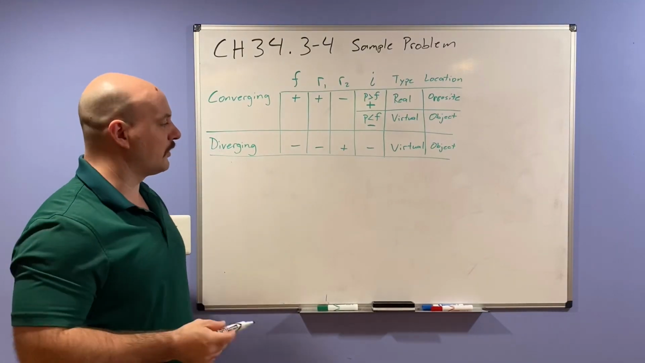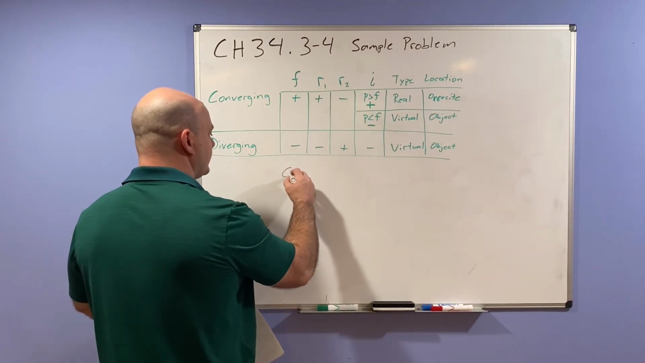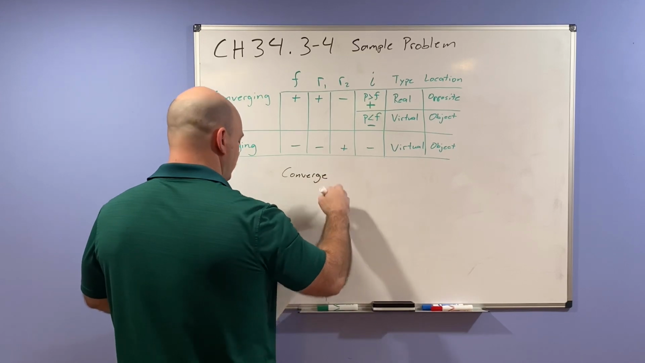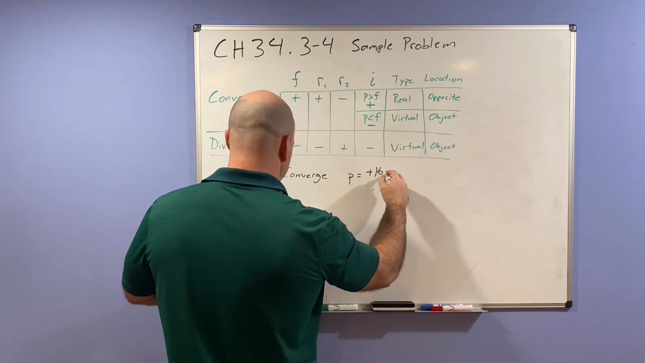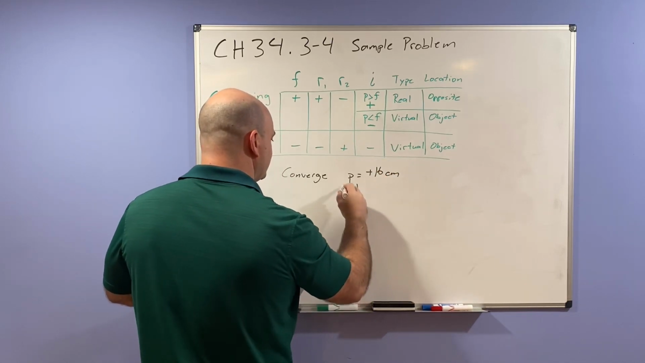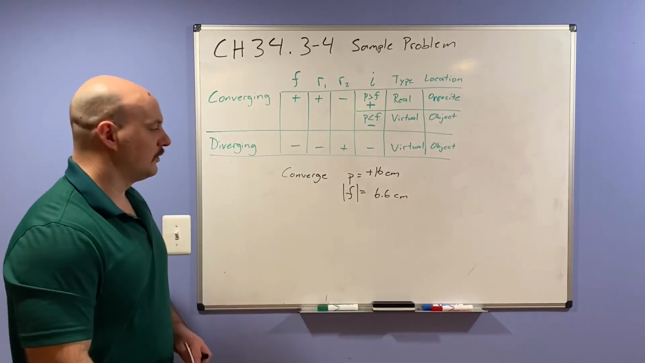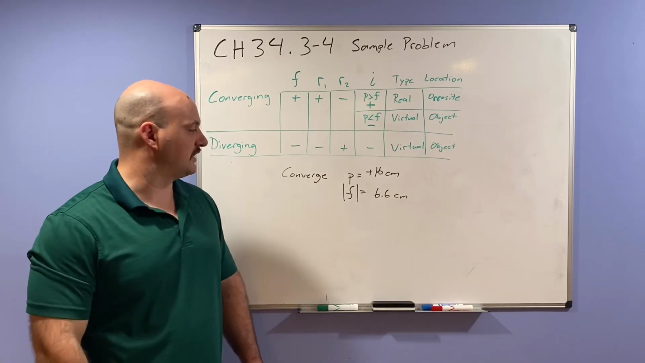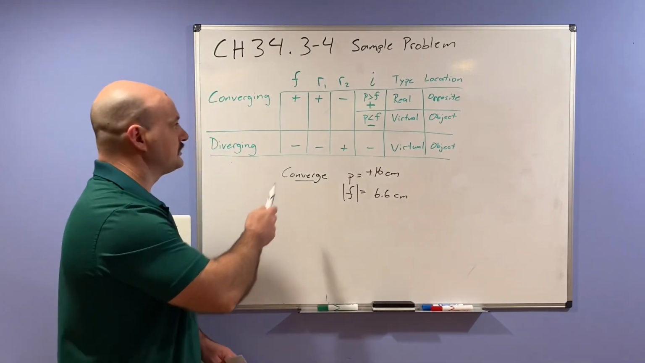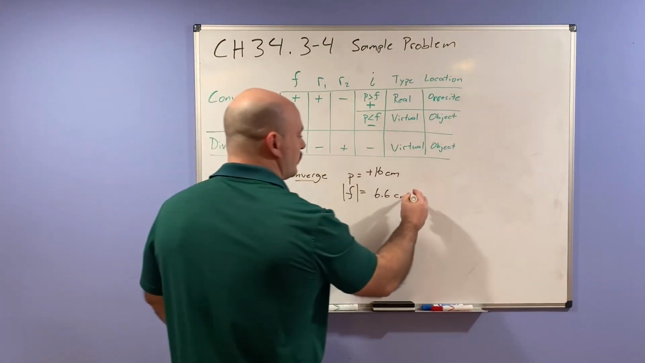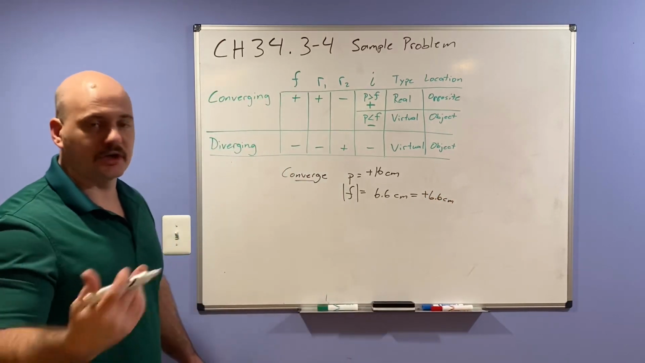All right. So for our sample problem, we're told we have a converging lens, and the object distance is plus 16 centimeters, and it has a magnitude of the focal length of 6.6 centimeters. Now, we're told that the magnitude is 6.6, but what is the sign of that? Well, for a converging lens, remember, a converging lens has a positive focal length, so we're going to write that as plus 6.6 centimeters.